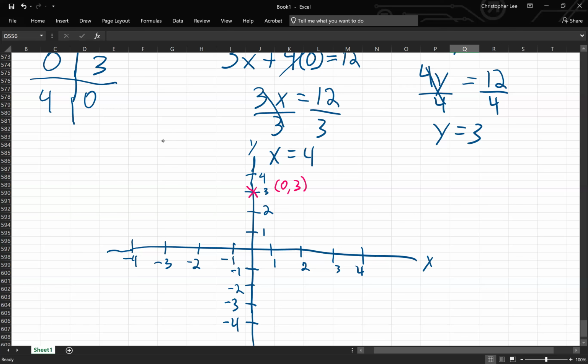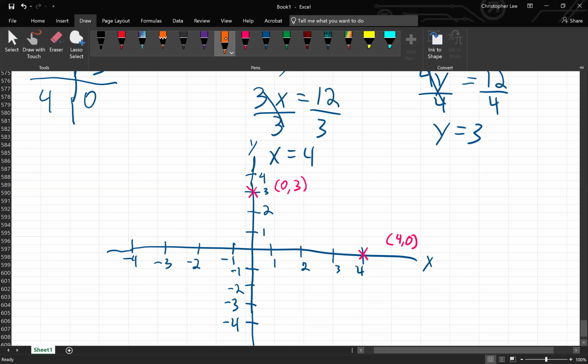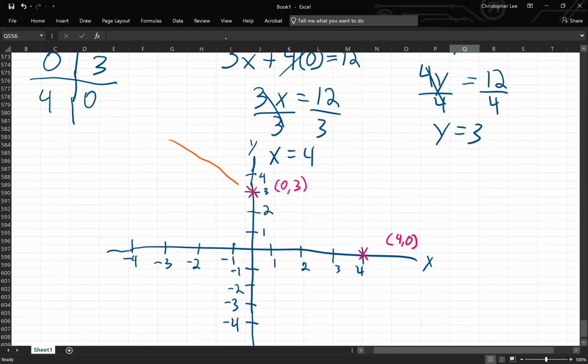Right? Where's 4, 0? Go across to the 4 right here. This is the point 4 comma 0. And then you would draw your line. Then you draw your line, right? What's a good color? This one. And this is for the equation 3x plus 4y equals 12. That's it.